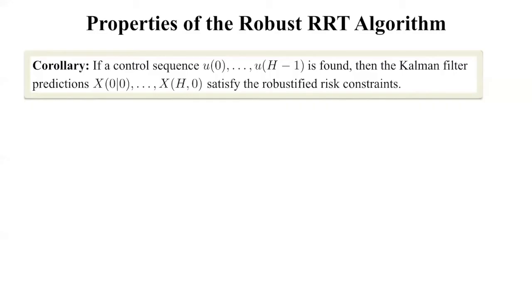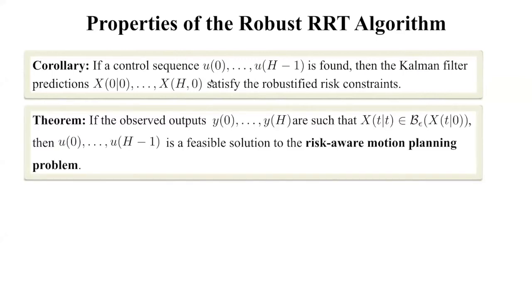Let us now also discuss the properties that our algorithm comes with. First, if a control sequence u is found in our robust RRT, then the Kalman filter predictions satisfy the robustified risk constraints. And this basically holds by construction of the algorithm.